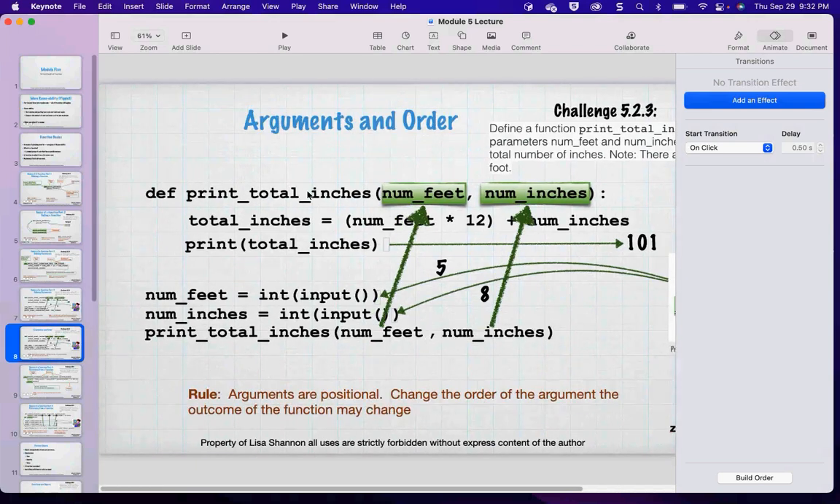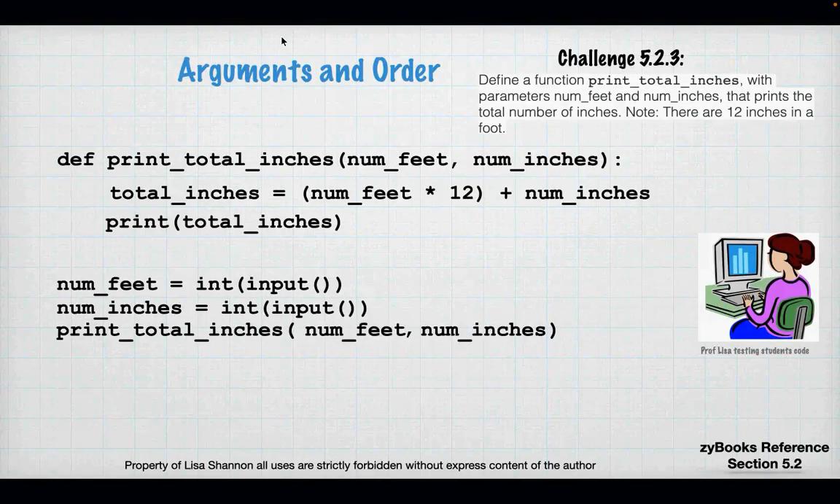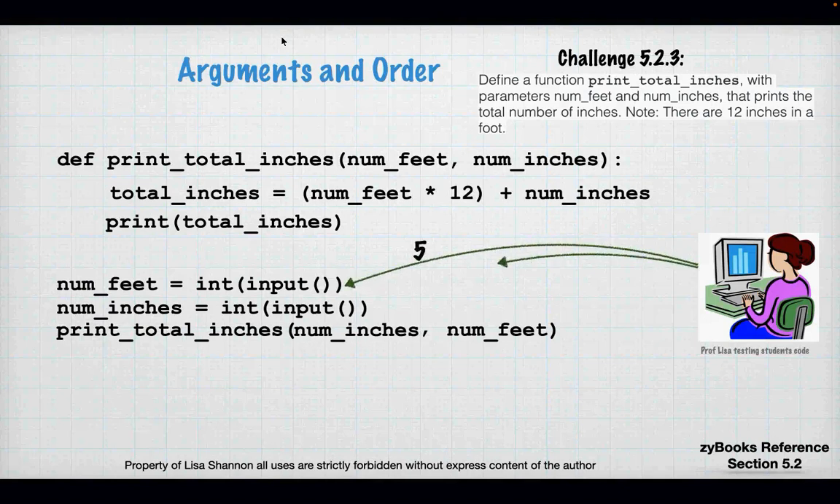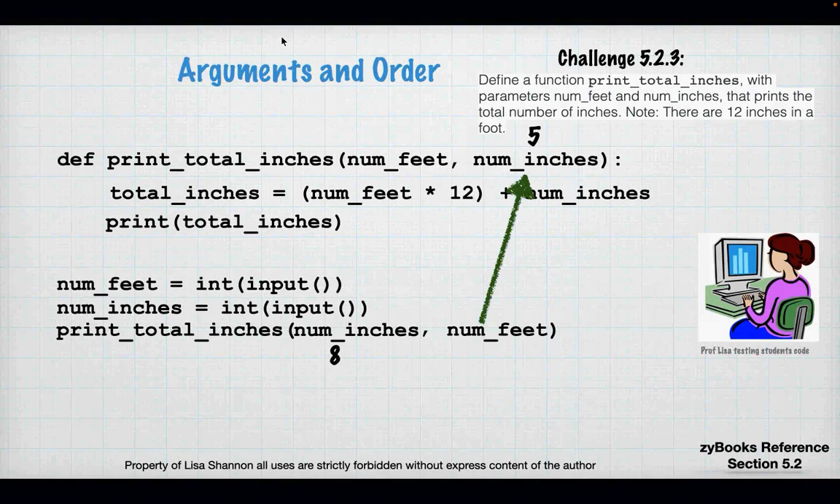Okay, so argument order. I just pretty much talked about argument order, but we'll run through this pretty quickly. So if I change num feet and num inches, and I do 5 as num feet, 8 as num inches, I'm going to have 5 and 8. So we have num inches and num feet. I just switched the variables that are in the global scope, in the function call, and I'm going to have 8 and 5 now instead of 5 and 8 like I had before.